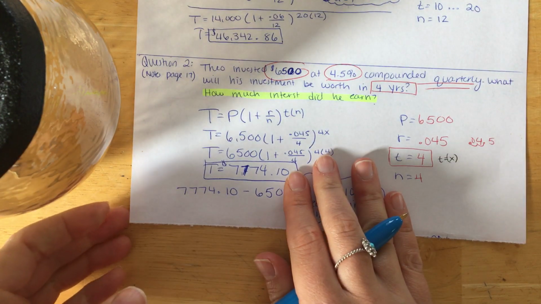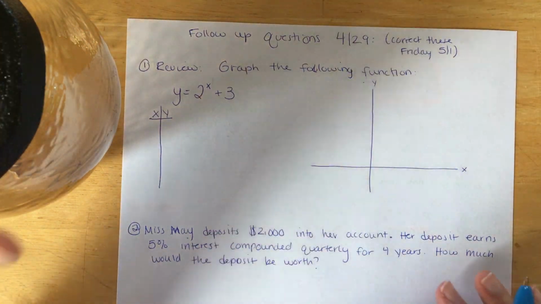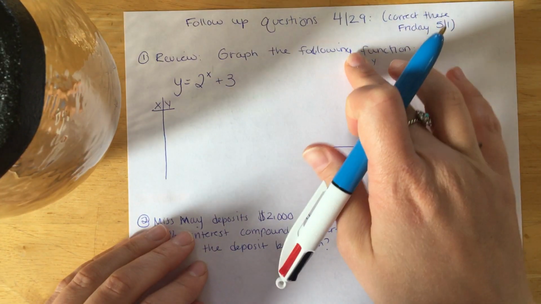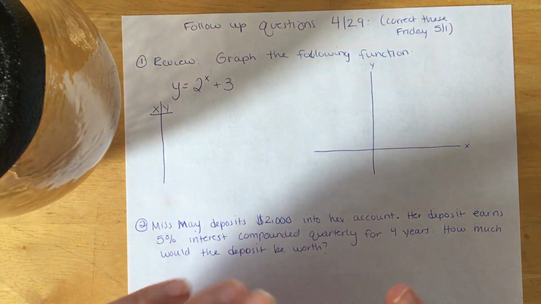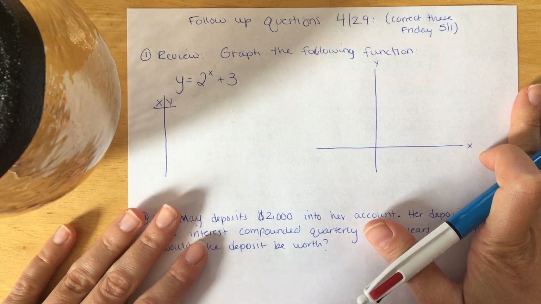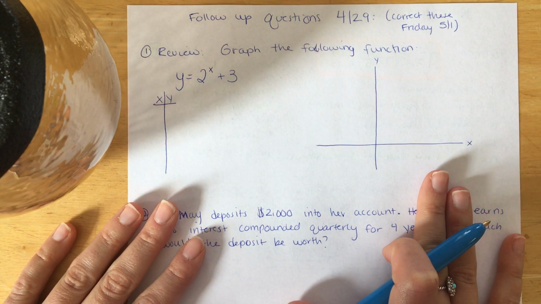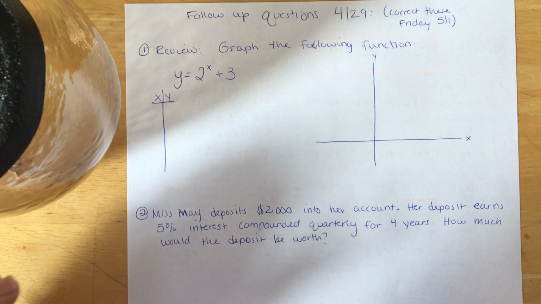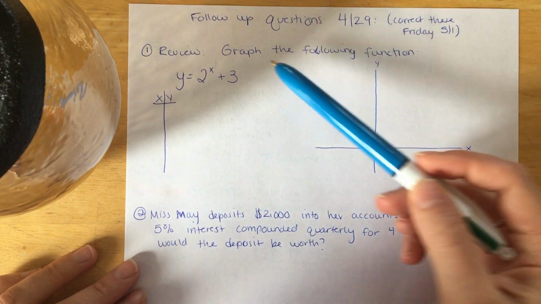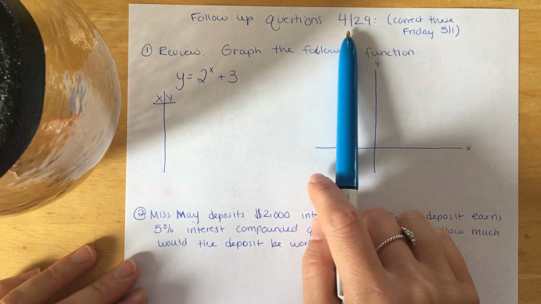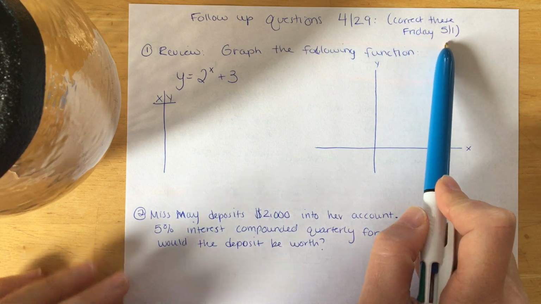Okay, your follow-up questions are on the back. Again, this is in the template that I provided on documents and widths. And if you don't have a printer, you are more than welcome to write all this down. And I'm going to show it to you little by little so you can hit pause. But there are two questions, 2.5 I should say, for the 29th. Make sure you're correcting these on Friday.